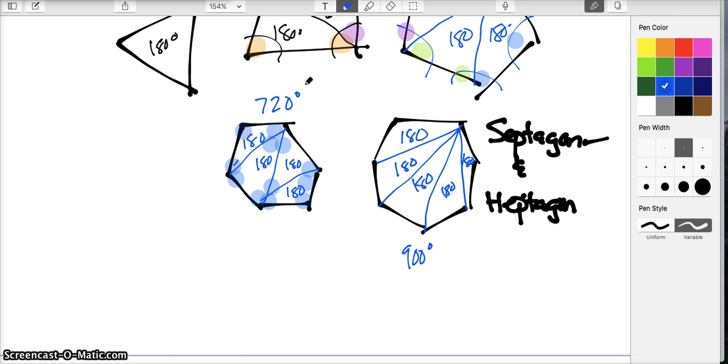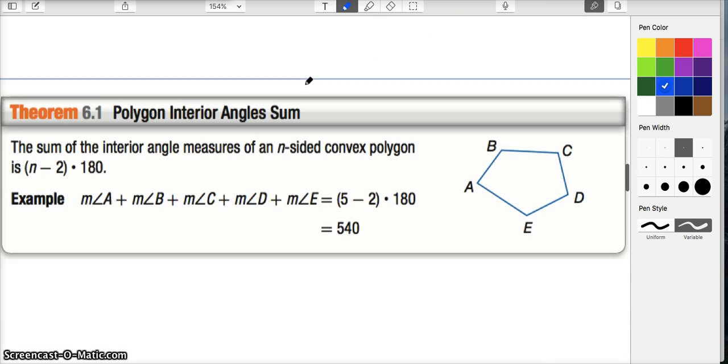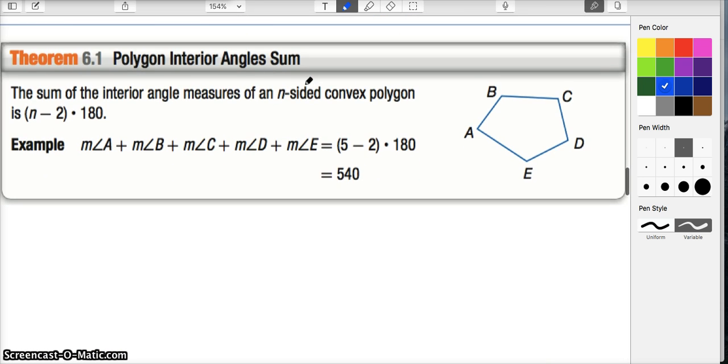So why am I showing you this? And we've got this cool theorem. Well, this cool theorem is best demonstrated by what we just did. If you have a certain number of sides, let's say a pentagon, which has 5 sides, if you subtract 2 from the 5 and multiply that by 180, you'll get the interior angle sum of 540.